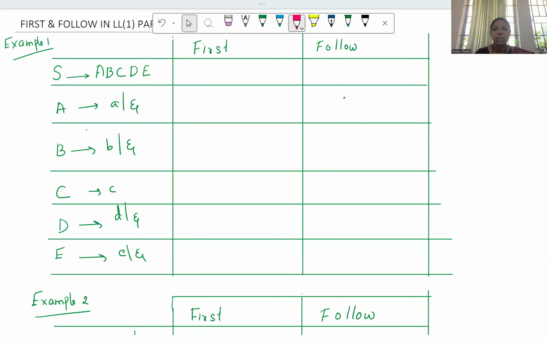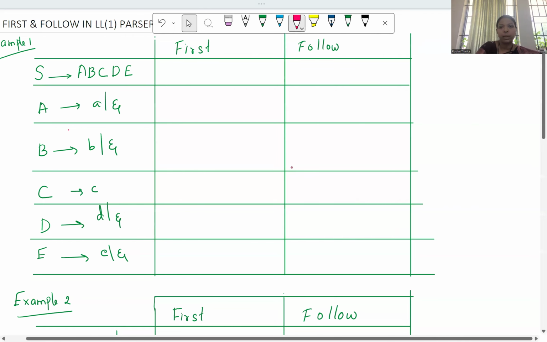LL(1) means scanning the input from left to right, and the next L stands for leftmost derivation. So for this parsing, we have to find these two functions, First and Follow. So what do we mean by First? First means, for example, if I want to find the First of S, which means when I derive this S, let me explain it like this.